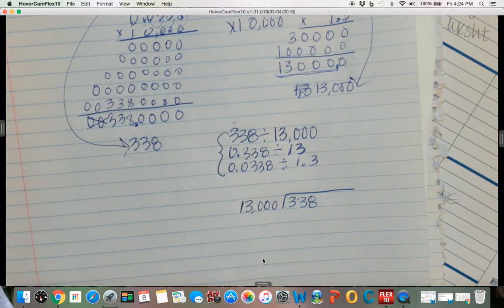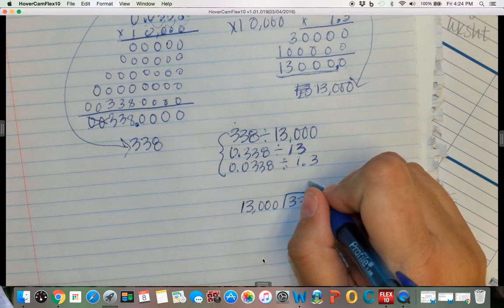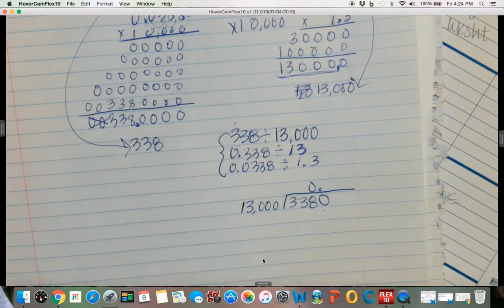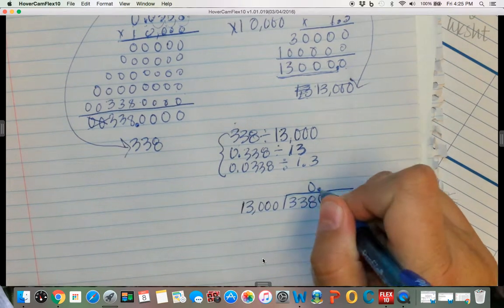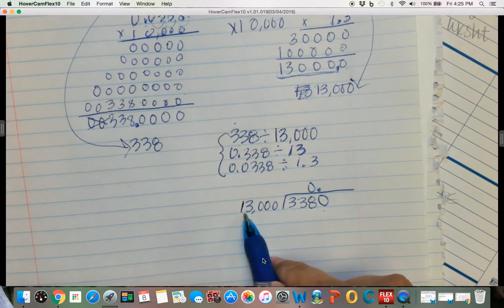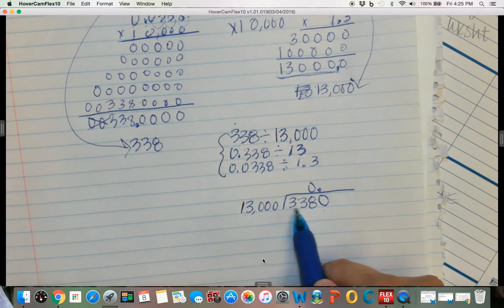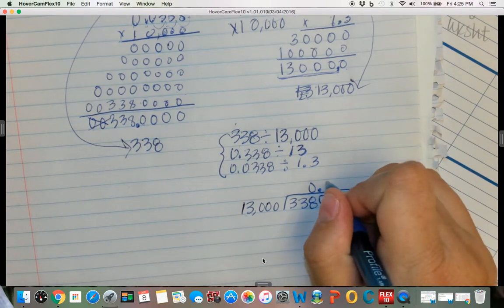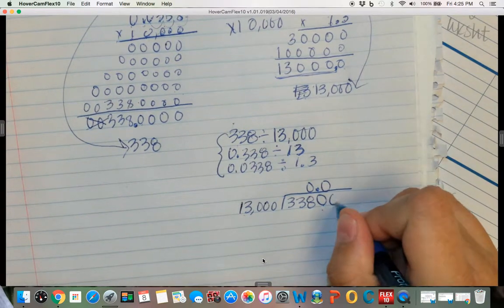Guess what? I don't have enough. It's impossible. So my answer is going to be smaller than 1. So I put a 0 here, I put a decimal, I add a 0 here. This is how division works. With this decimal and this 0 added, I can keep going. 13,000 does not go into 3,380. It is still too small. So I put another 0 after the decimal and I add a 0 here.